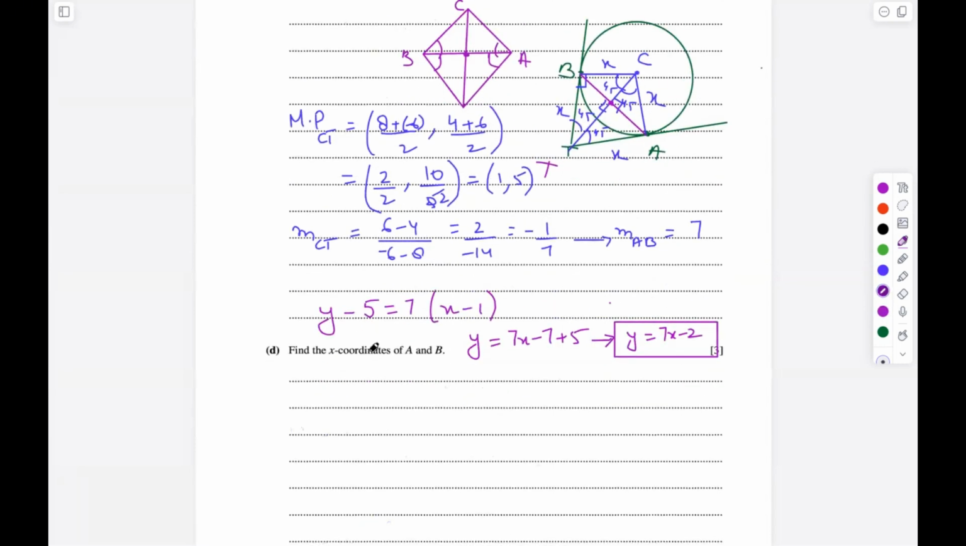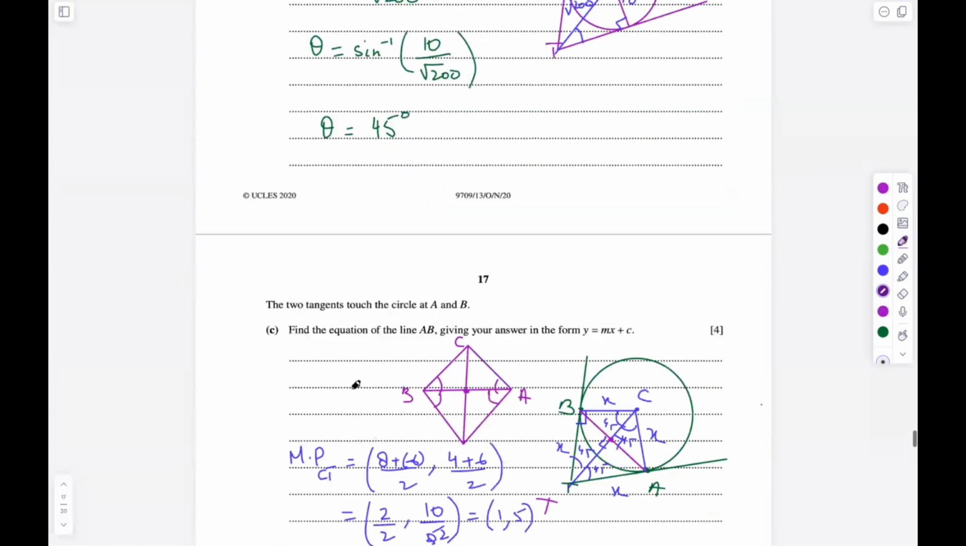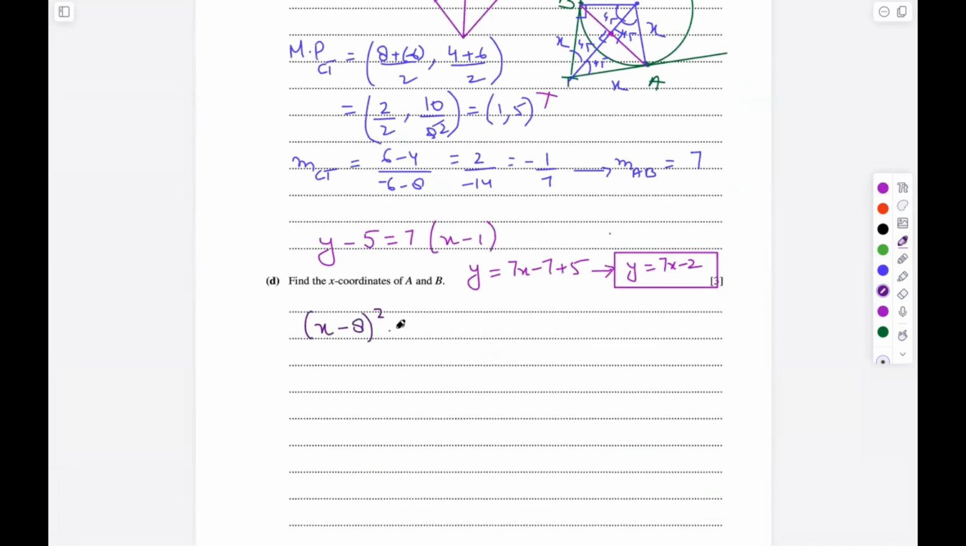In part D, it says find the coordinates of A and B. Now, as we already have the equation of AB, which is y equals 7x minus 2, and we have the equation of the circle, we can solve these equations simultaneously to find the x coordinates of A and B. So the equation of the circle was (x minus 8) whole squared plus (y minus 4) whole squared equals 100. So in place of y, we can substitute 7x minus 2. So this will become (x minus 8) whole squared plus (7x minus 2 minus 4) whole squared equals 100.